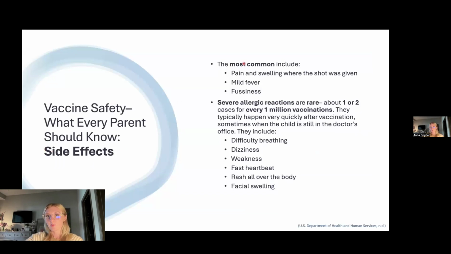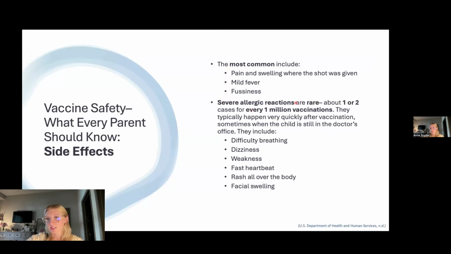Some of the most common include pain and swelling where the vaccine was given, mild fever. Again, we're inducing an immune response when we're giving a vaccine. So when you have a fever, when you get sick, that's your immune system responding to something foreign. It's making those antibodies, it's going to work. Another common symptom is fussiness. So the baby can be lethargic, just its body is working hard to fight an infection. So these are some of the most common mild symptoms.